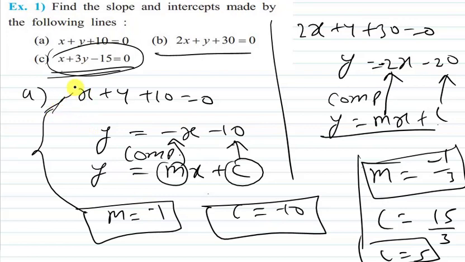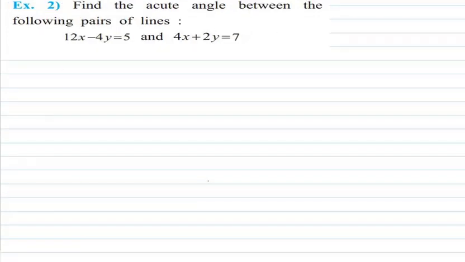But in the earlier stage, you have to practice all the steps, right? After at least 5-6 questions of practice, you can easily find the slope and y-intercept of a line directly. Now, next question. The second question is, find the acute angle between the following pair of lines. Here the two lines are given.